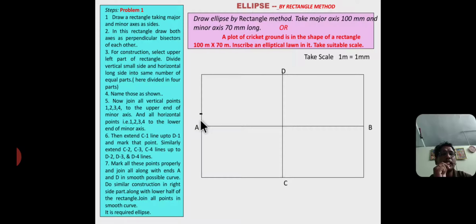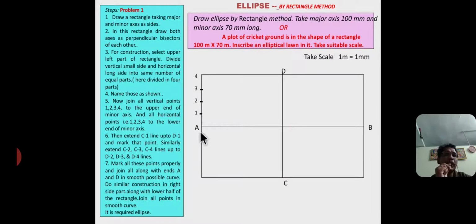So I divide this vertical line, that is 70 by 2 equal to 35 mm, into 4 equal parts. So 35 by 4, 35 by 4, 35 by 4, 35 by 4: 1, 2, 3, 4. I divided this vertical line into 4 parts.